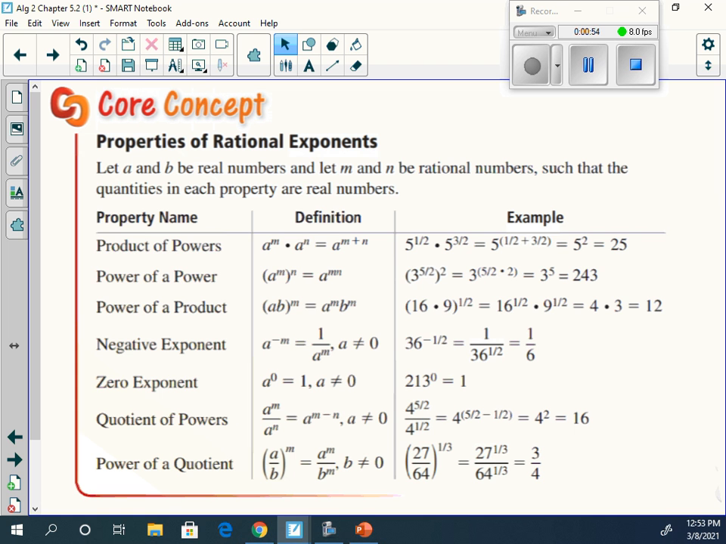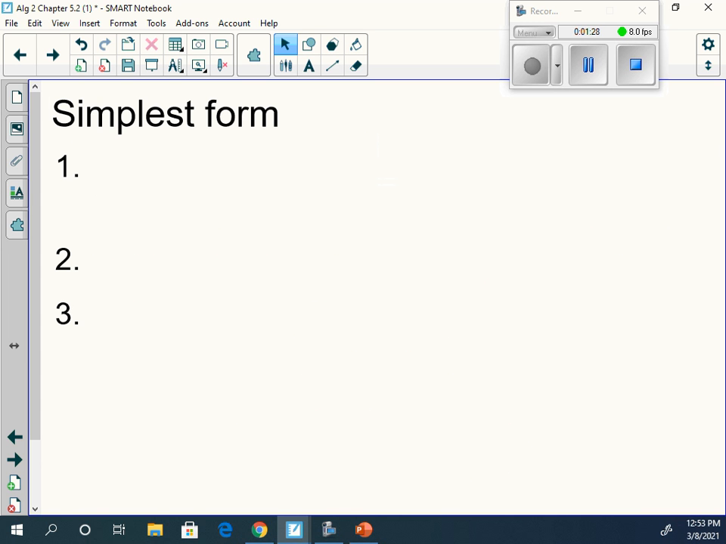Negative exponents. If we have a negative exponent, we can move it from the numerator to the denominator or denominator to the numerator. Anytime we go across that bar, the sign will change. Then everyone's kind of favorite, the zero exponent, anything to the zero power is always 1. Quotient of powers, whenever we divide like bases, we subtract the exponents. And the last one, power of quotients. Whenever we have something being divided to an exponent, both of those are applied to the same exponent. And these are kind of our properties of exponents.